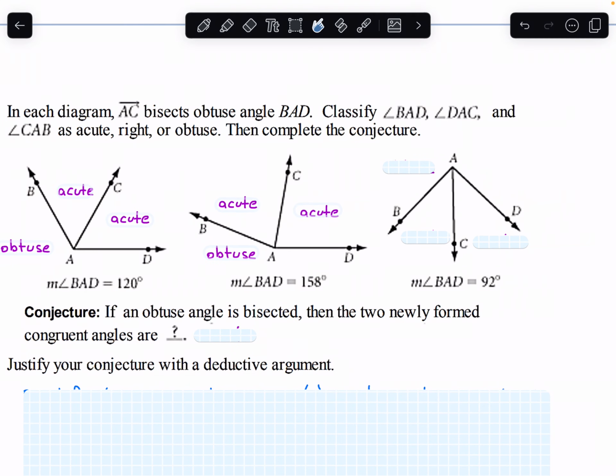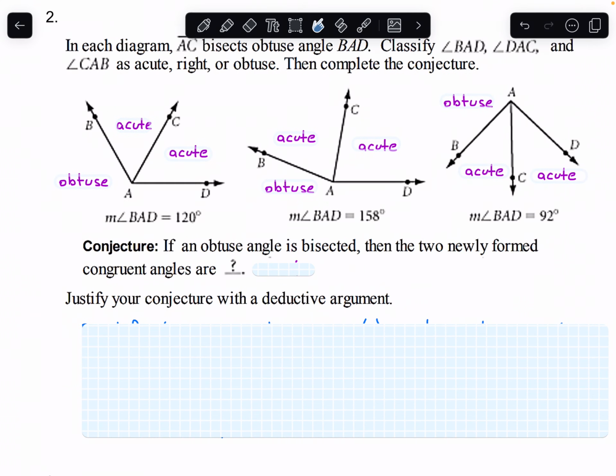And in the third diagram, the measure of angle BAD equals 92 degrees. This is a bisector. Half of 92 would be 46. So yes, BAD is obtuse. BAC and DAC are both acute. Following that pattern, we would make the conjecture: if any obtuse angle is bisected, then the two newly formed congruent angles are always acute.